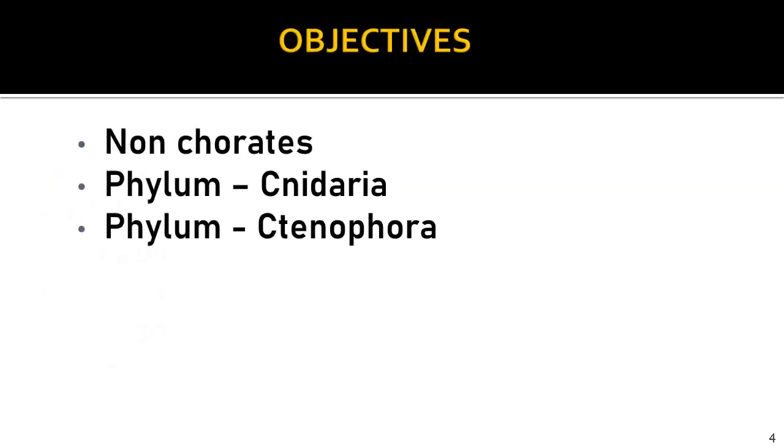So, in today's class we are supposed to discuss two phylums. The names of the phylums are PHYLUM-CNIDARIA as well as PHYLUM-CTENOPHORA, which belong to the kingdom Animalia, right? So, only these two phylums we are supposed to discuss today, PHYLUM-CNIDARIA as well as PHYLUM-CTENOPHORA, in detail. Clear? Let us go on.